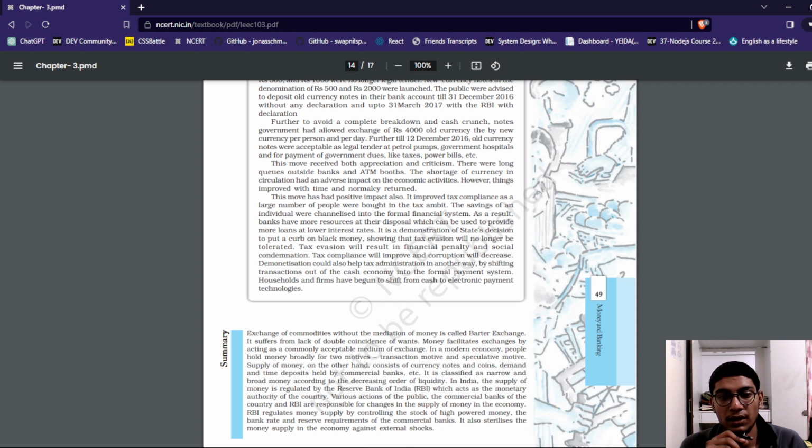This move had a positive impact also. It improved tax compliance as a large amount of cash came into the tax net. The savings of individuals were channelized into the formal financial system. As a result, banks have more resources as deposits, and there is less tax evasion and better cash compliance.